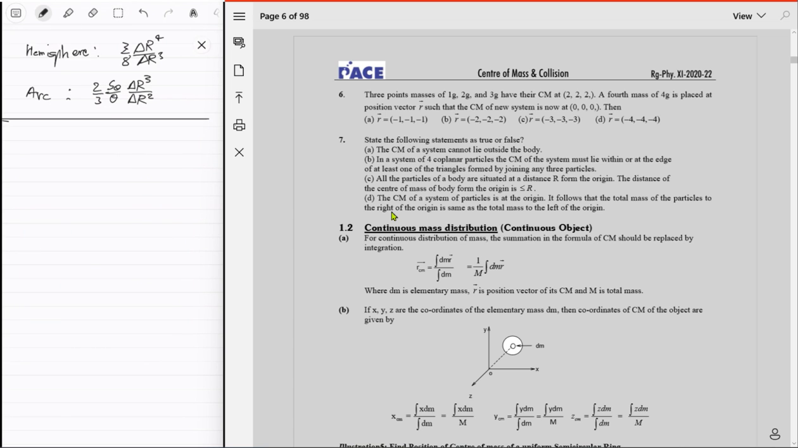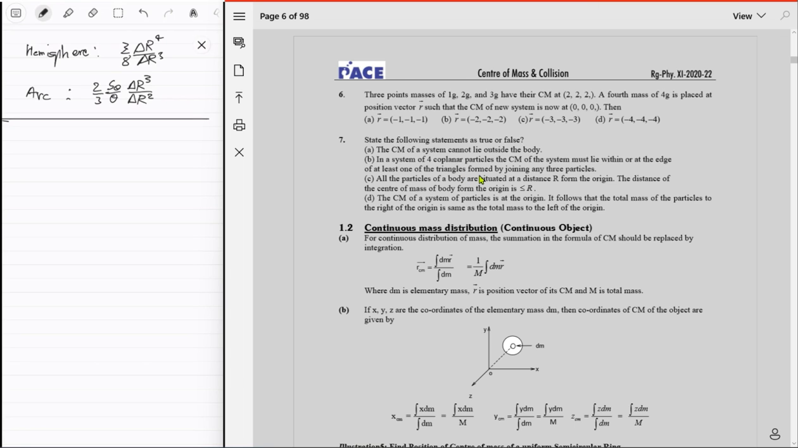Okay, where were we? Center of mass of a system cannot lie outside the body. Yeah, well, that's not correct. Center of mass of 4 points. The center of mass of the system must lie within or on the edge of at least one of the triangles formed. Yeah, okay, that we just proved. Well, we didn't actually prove it, but it works in most cases, so we are just assuming it's true.